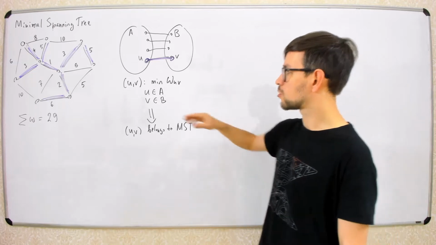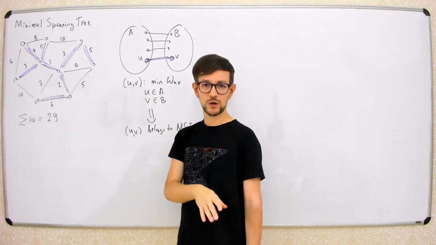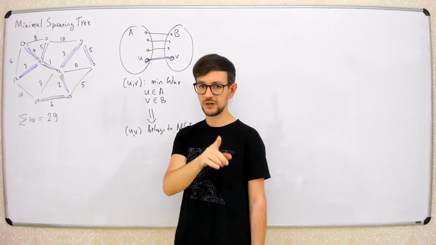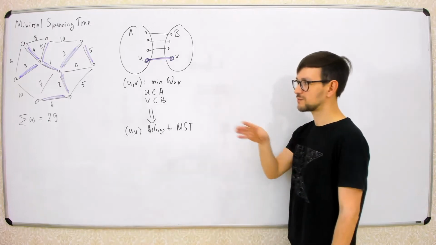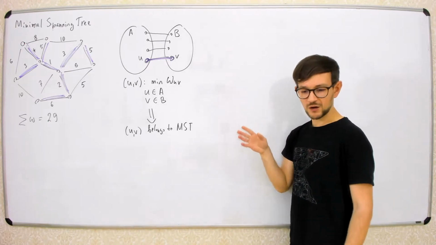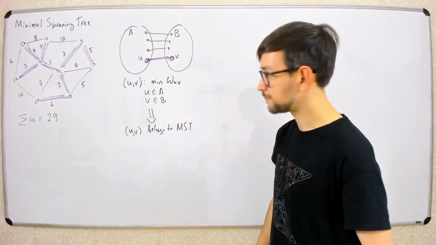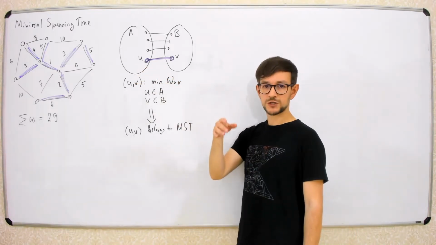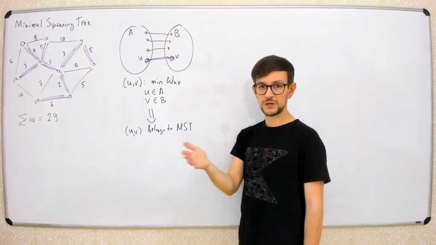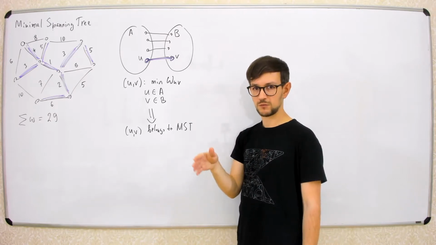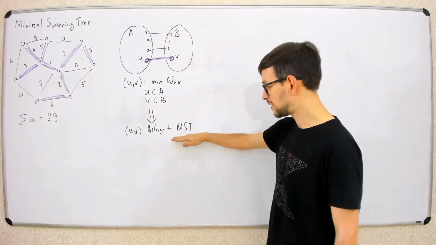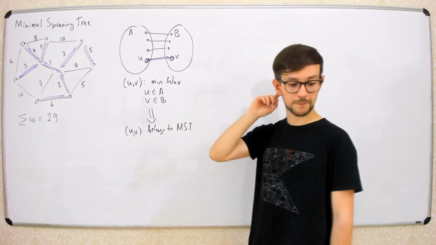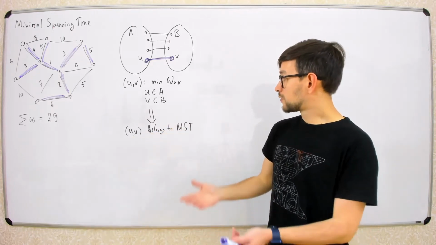Yes, if all the costs are pairwise distinct, then there's a unique way to construct a minimal spanning tree. We will prove it in a moment. Right now it's not that obvious, but it's actually true. But if you have equal cost for some edges, then there may be different ways to construct a minimal spanning tree. In that case, there is some minimal spanning tree which contains the edge UV. Well, let's prove this.